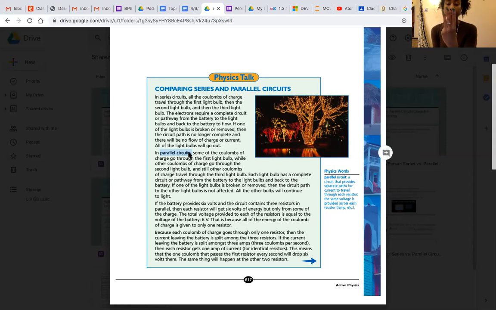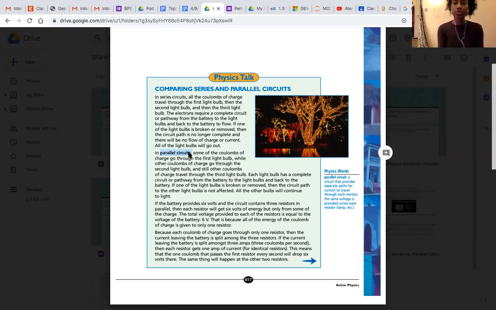So each light bulb gets the full amount of volts, okay? If you have a 6-volt battery, each light bulb is going to get 6 volts. This one gets 6 volts, this one gets 6 volts, and this one gets 6 volts, okay? Because each Coulomb of charge is going to their own line, just like you would do if you were shopping. So that brings us back to one other point.